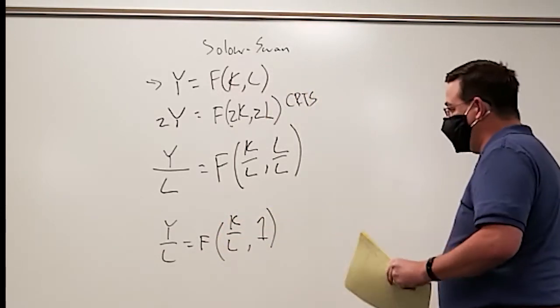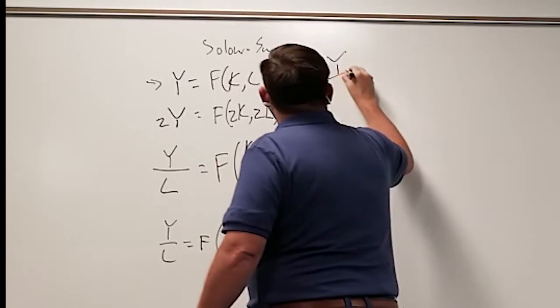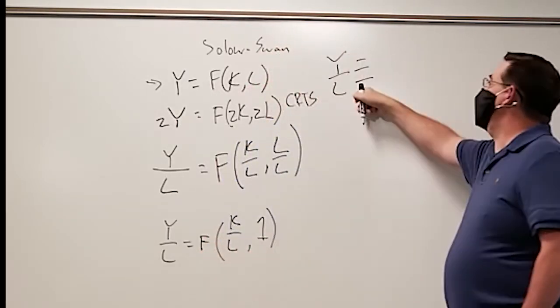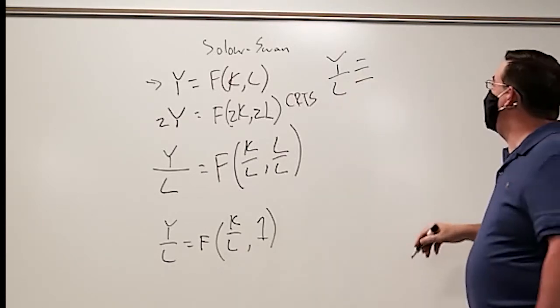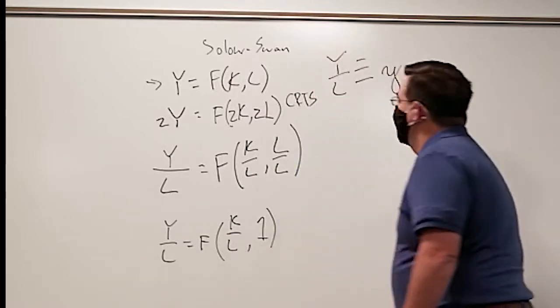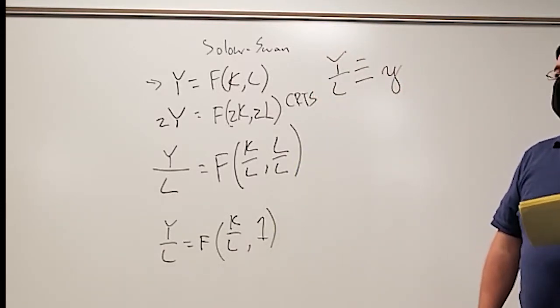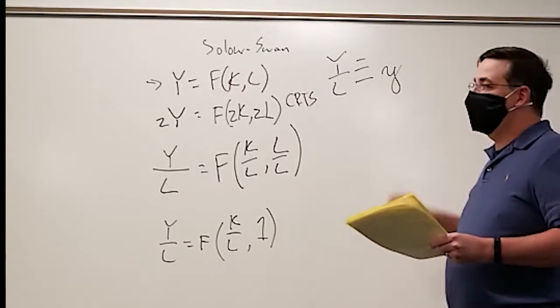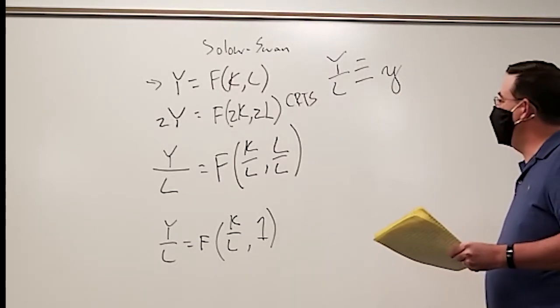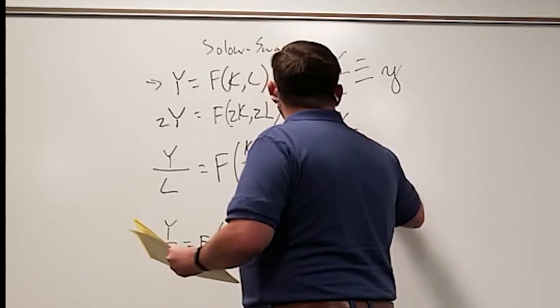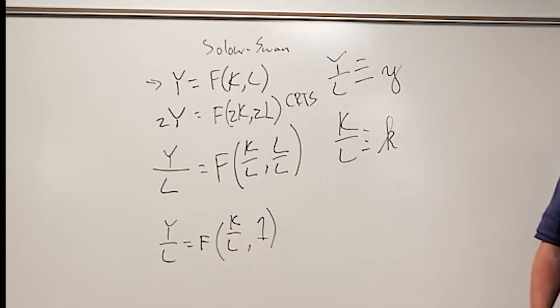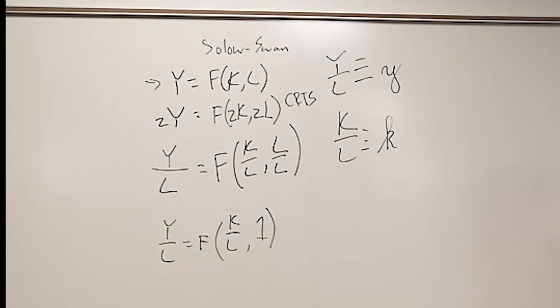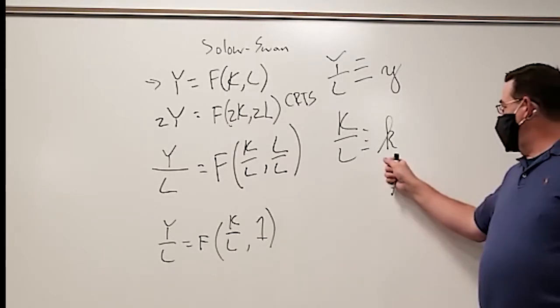Now we take Y over L and define it. The three-line equal sign means an identity. We define it to be little y. And then we define K over L to be little k. I actually have a really hard time drawing convincing little k's, so I use cursive to do it. You can use italics to indicate it. But this is how the textbook does it.